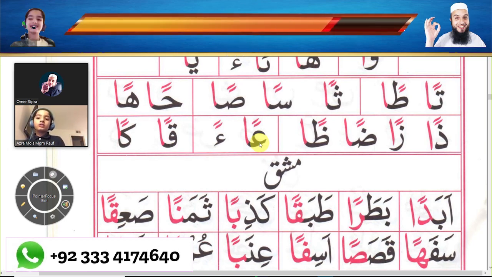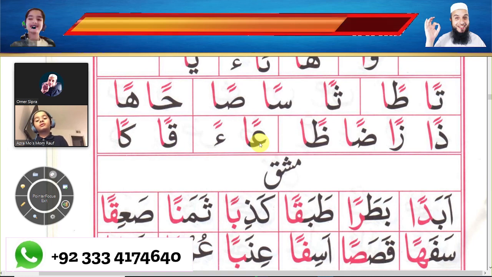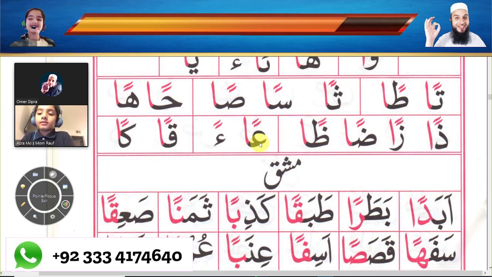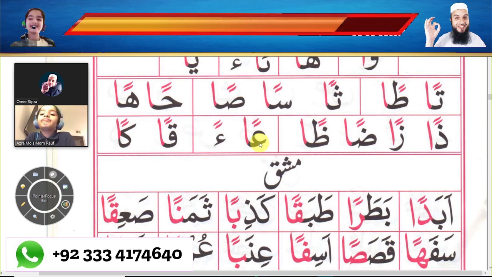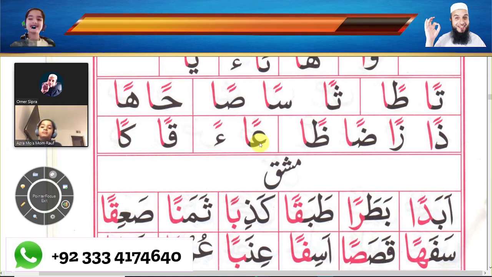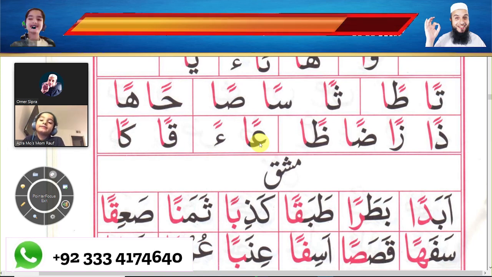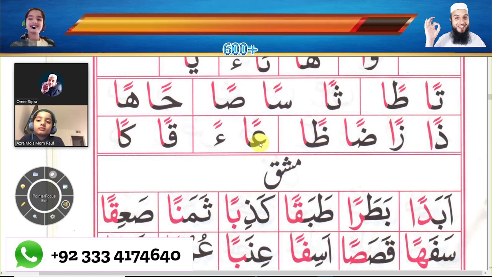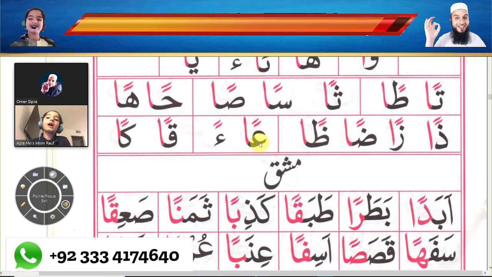Ayn, two zabar: An. Ayn is not a heavy one. Ayn to zabar: An. Ayn is deeper, but it is not heavier. Ayn to zabar: An. You say Ayn to zabar: An. Brilliant.